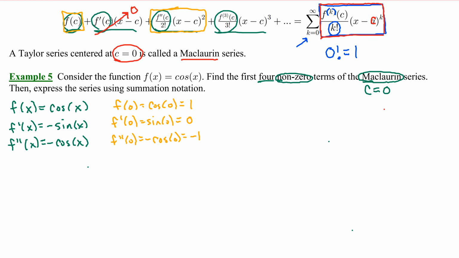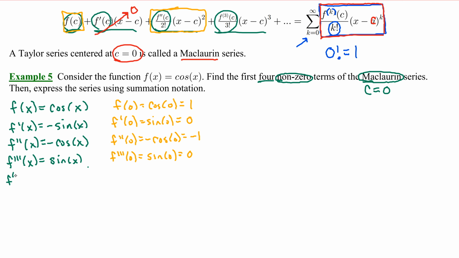We're looking for the first 4 non-zero terms, so let's continue finding and evaluating derivatives until we've established those coefficients. Next, f triple prime of x, the derivative of negative cosine of x, is going to be sine of x. And f triple prime of 0 is sine of 0, or 0. Now, just like the derivatives of sine and cosine are cyclic, they're either going to be a sine function or a cosine function, and by the way, they alternate in sign, then their evaluation will also be cyclic. So we see this pattern, 1, 0, negative 1, 0. We're going to see it cycling as we continue finding derivatives.